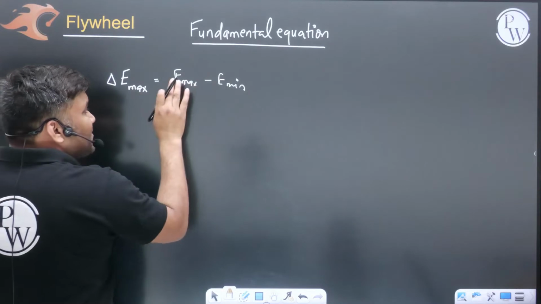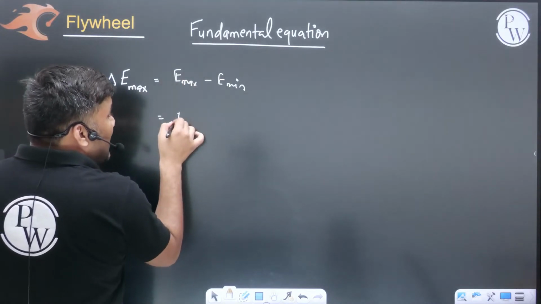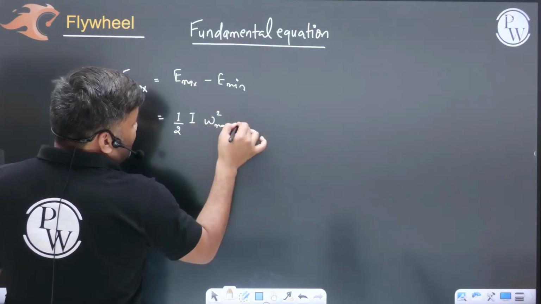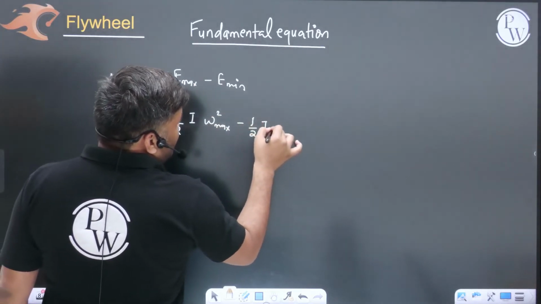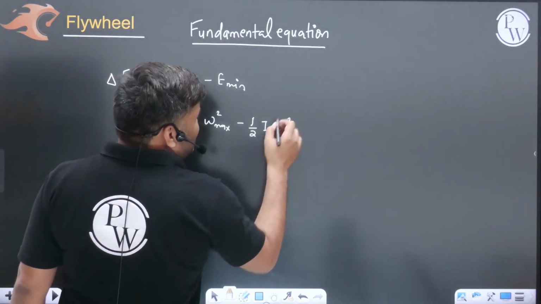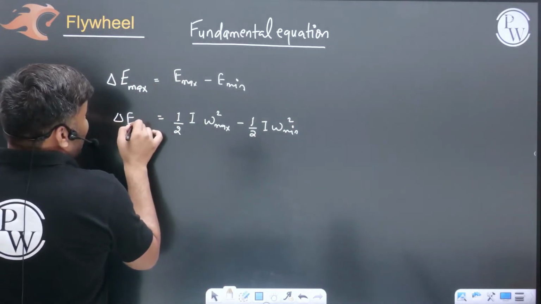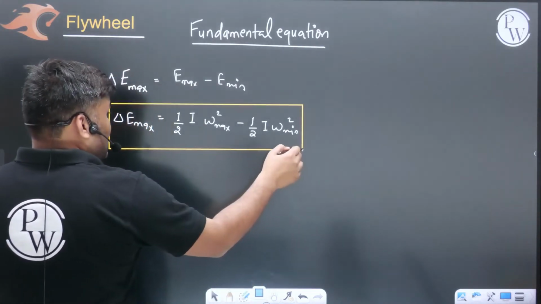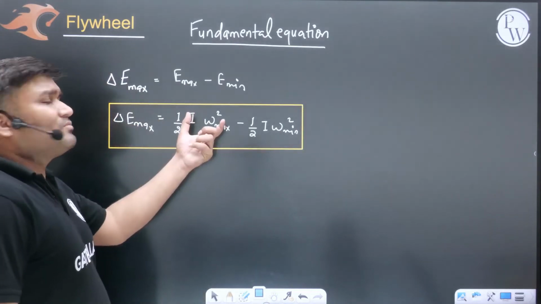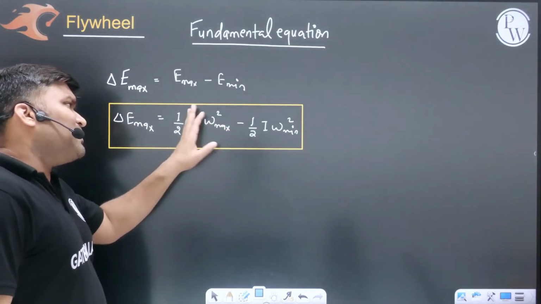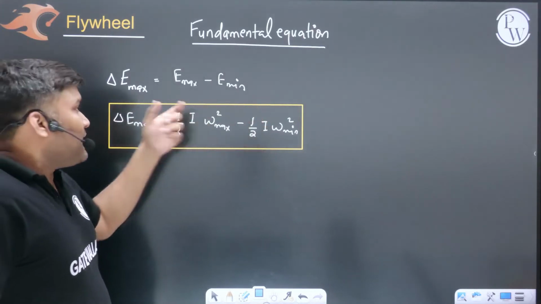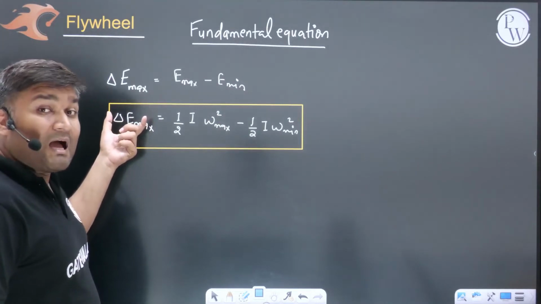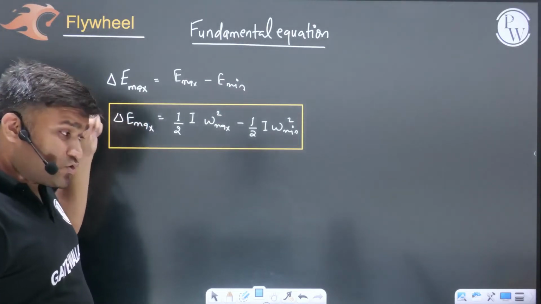Maximum energy you can write as half I omega maximum square minus half I omega minimum square. Don't worry, I'm not doing derivation here. I'm just telling you what equations can be used in the examination. Either you can directly use this, sometimes questions will be asked and you can use this as your formula. Maximum fluctuation of energy, just identify. How do we calculate that? From the graph. You have to draw the graph.